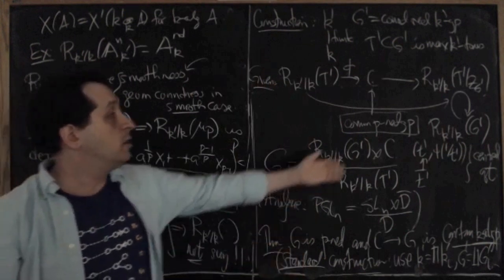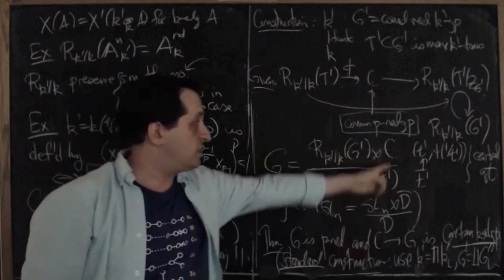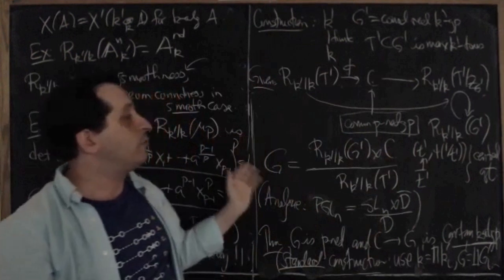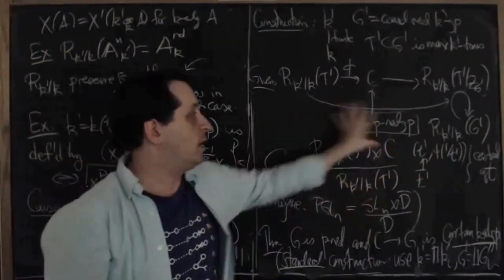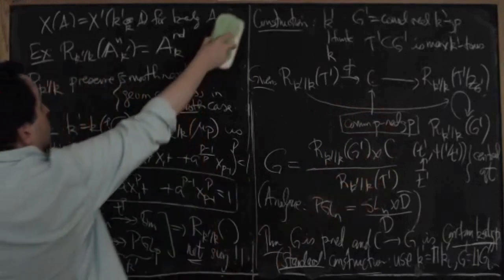And one can show that in this output, not only is this C a Cartan subgroup, but actually for the output G, every Cartan K-subgroup can be realized in terms of the same construction using the same K prime, G prime, but a different choice of the T prime.